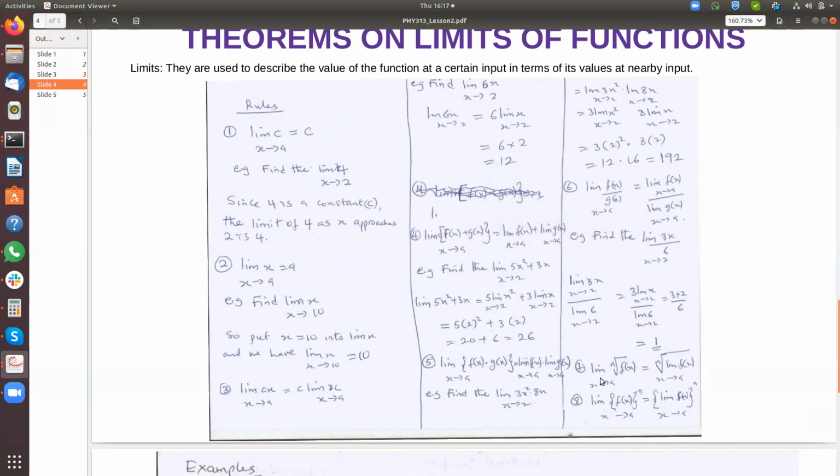Another useful rule is the limit of the nth root of f of x. We can write it as the nth root of the limit of f of x as x tends to a. The same thing here, when you have the limit of f of x all to the power of n as x tends to a, you can also write this as the limit of f of x altogether to the power of n.